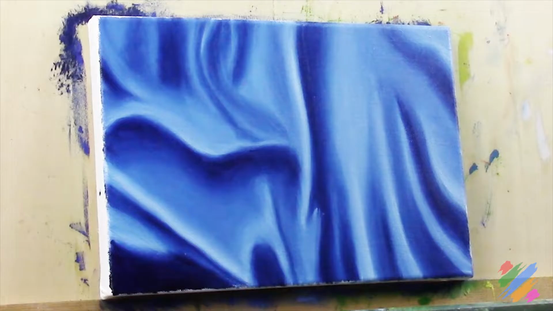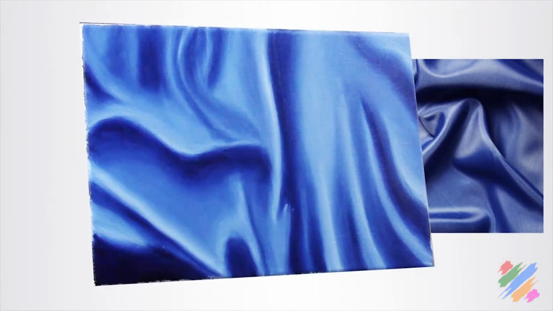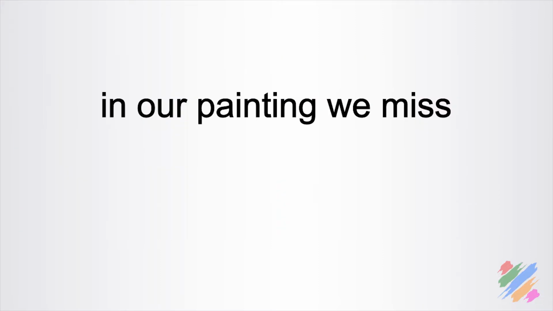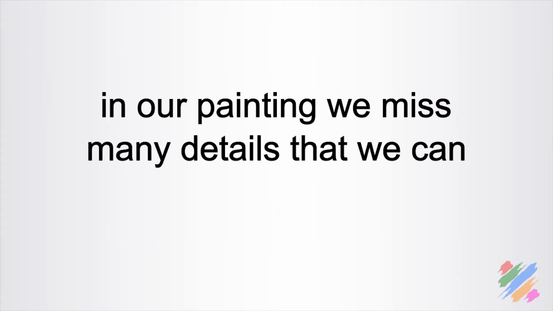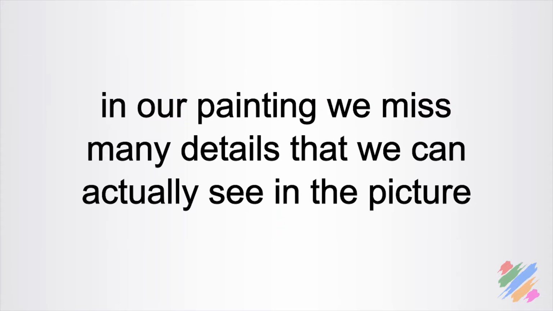To start, we're going to go back to our last painting. Although it looks like a piece of silk, if we compare it with a photo of a real piece of silk, we can see that there are many differences, mostly in the wave distribution and shapes, in the way the light gets reflected, and in the shadows. In our painting, we miss many details that we can actually see in the picture.